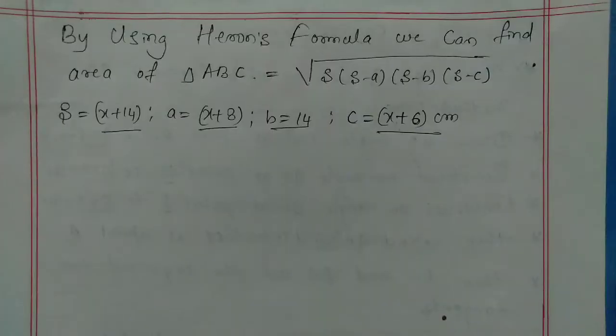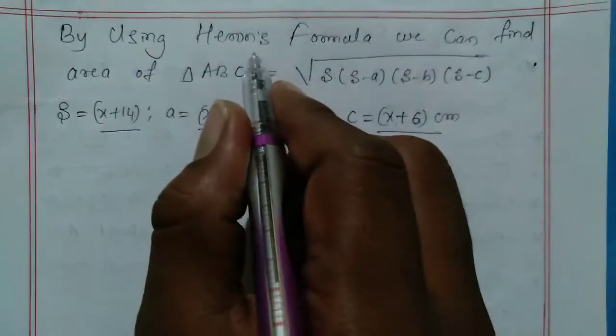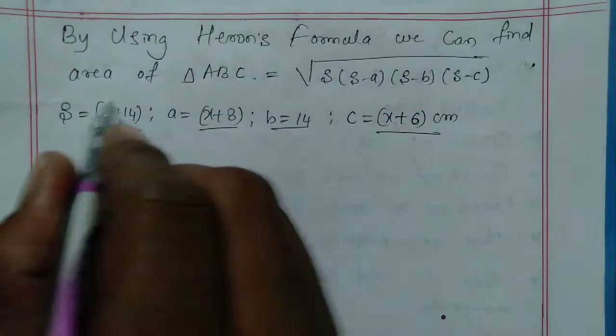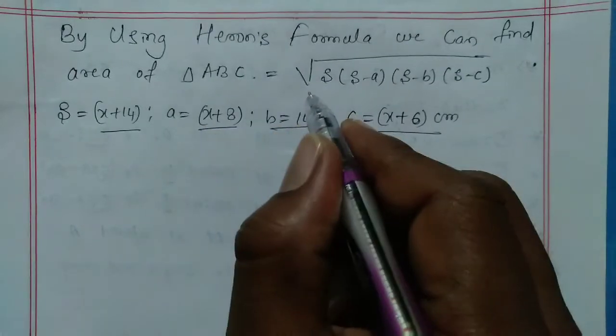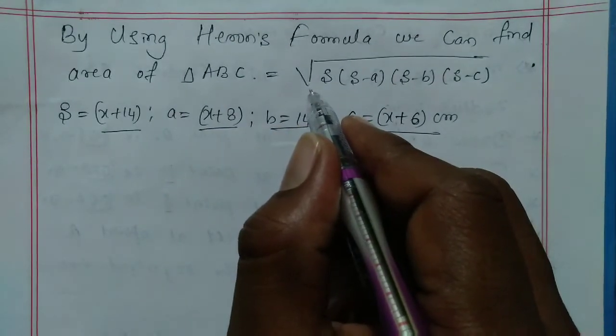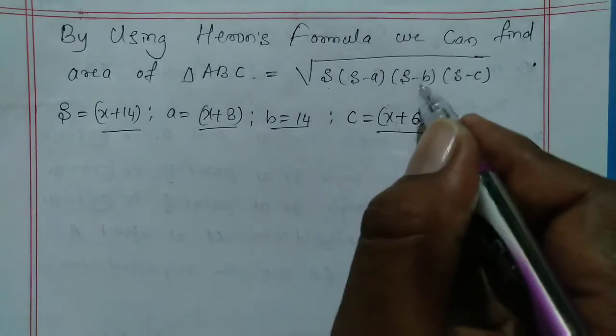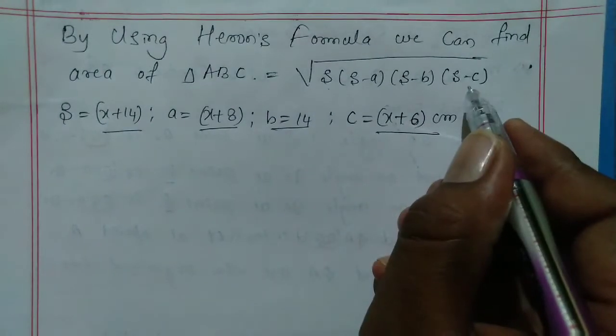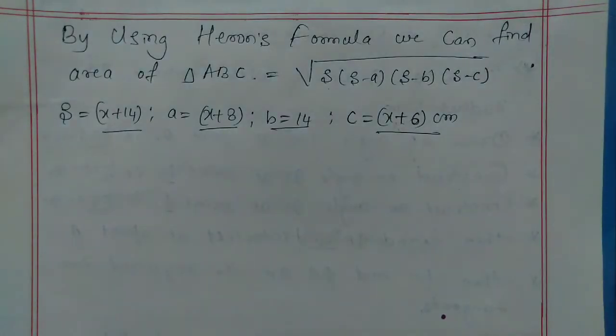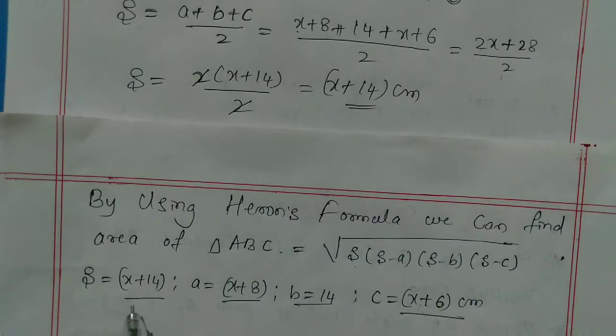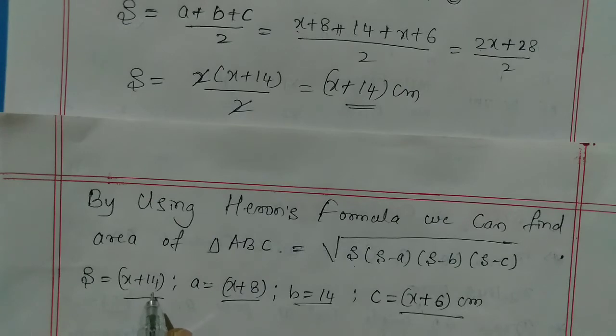By using Heron's formula you can find area of triangle ABC. So that is, area of triangle ABC formula is square root of s into s minus a into s minus b into s minus c. So next we got here s, that is semi perimeter, is x plus 14. So I will write here s is equal to x plus 14.